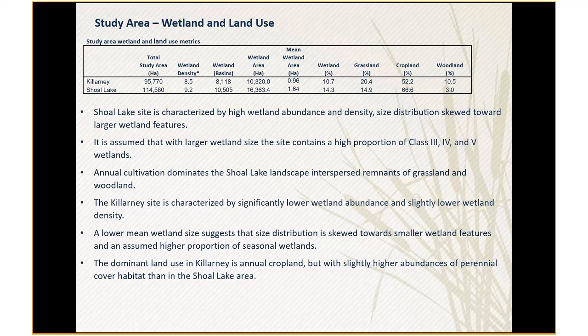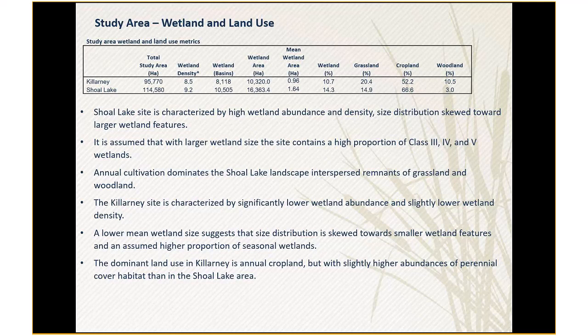Shoal Lake, like broader agricultural Manitoba, is dominated by annual cultivation, interspersed with remnants of grassland and woodland. The Killarney site has significantly lower wetland abundance, and the density is lower, but the mean wetland size is also significantly smaller in Killarney. And so we're assuming there'd be a tendency towards more seasonal basins there.